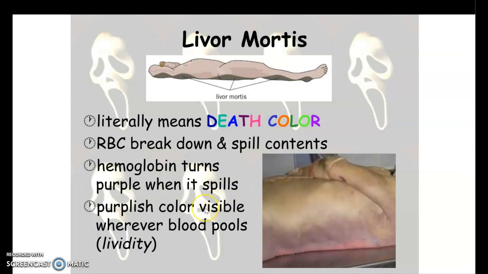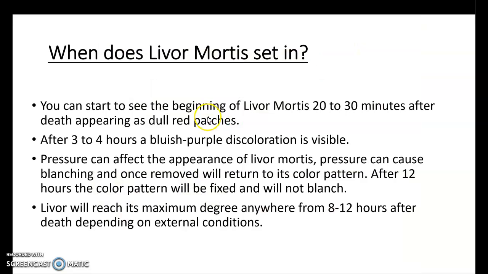Livor mortis literally means death color. The red blood cells break down and spill their contents. The hemoglobin turns purple when it spills, and a purplish color is visible wherever the blood pools, and we call that lividity.